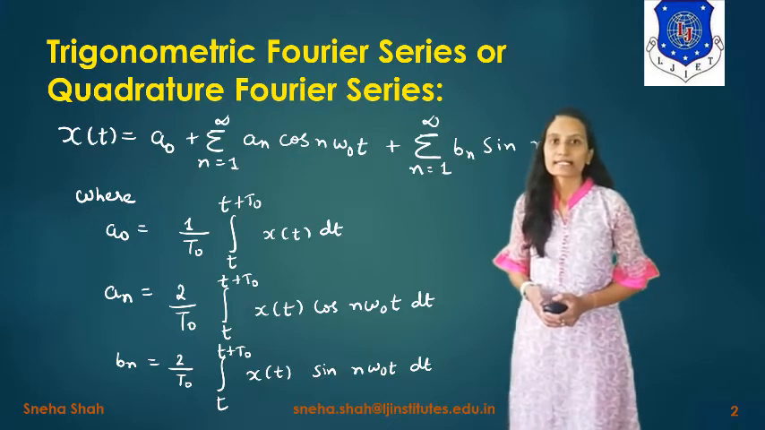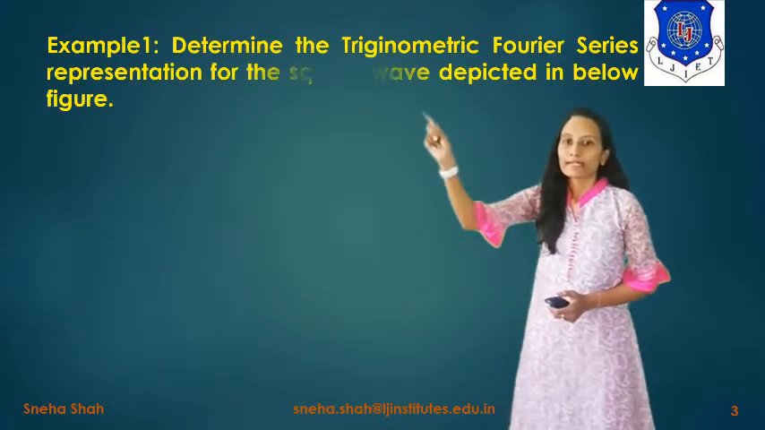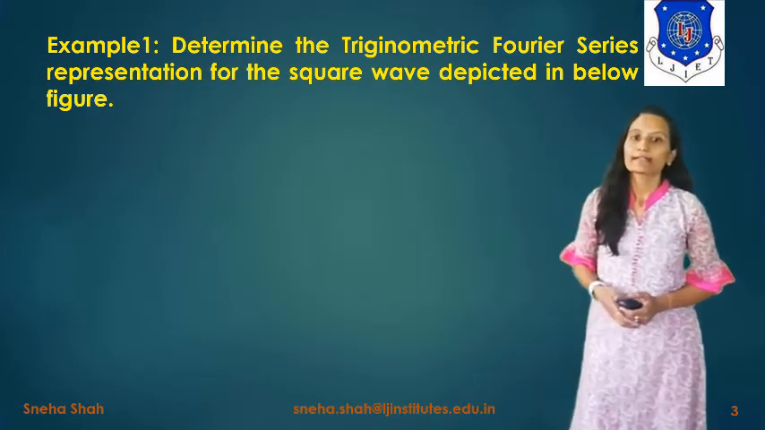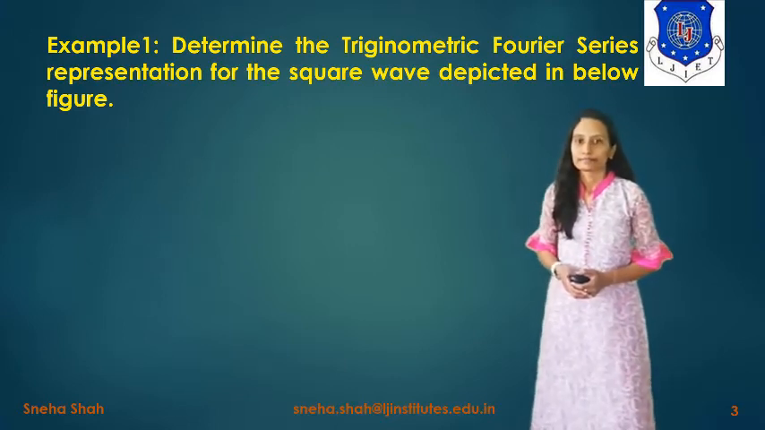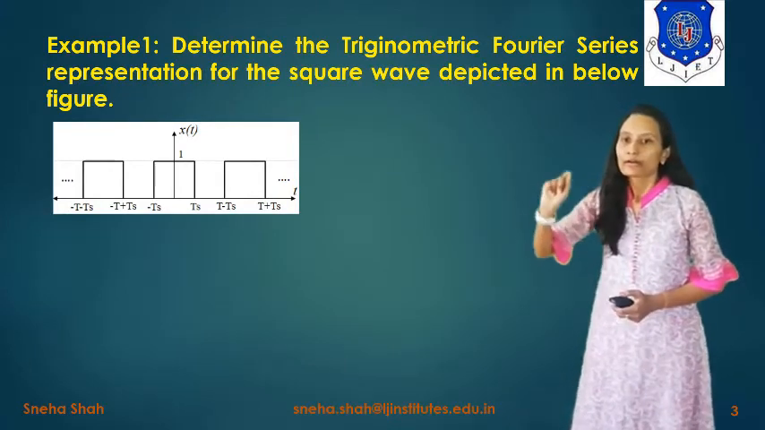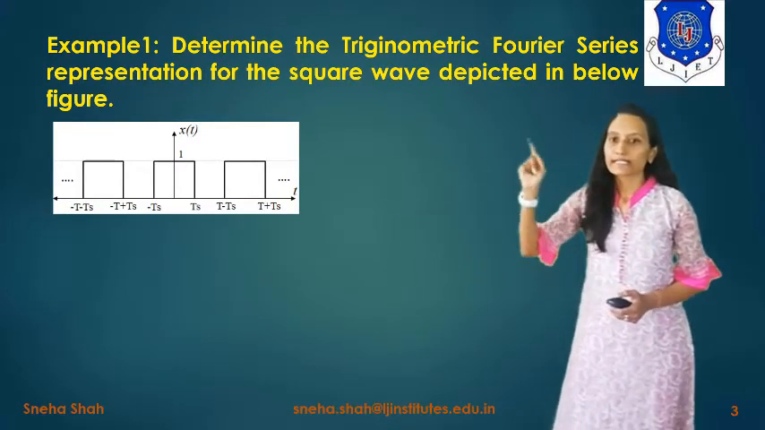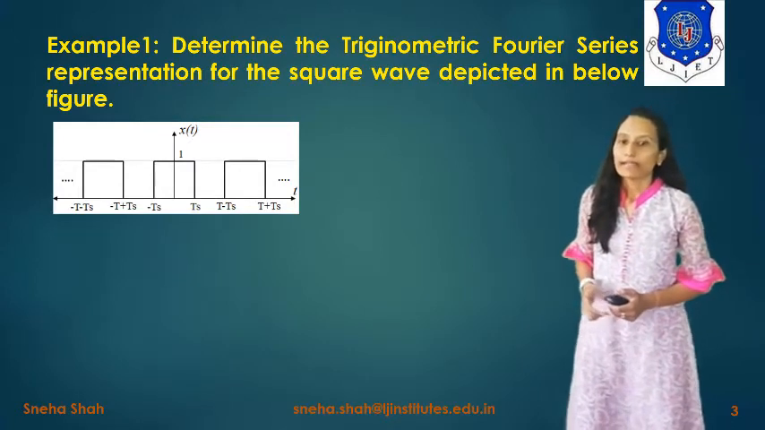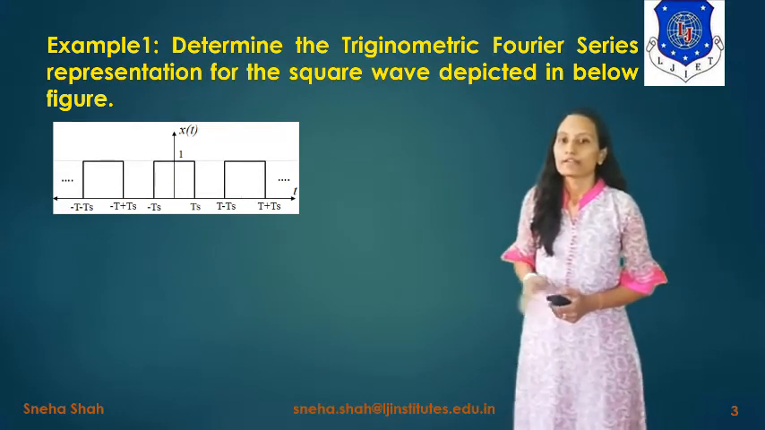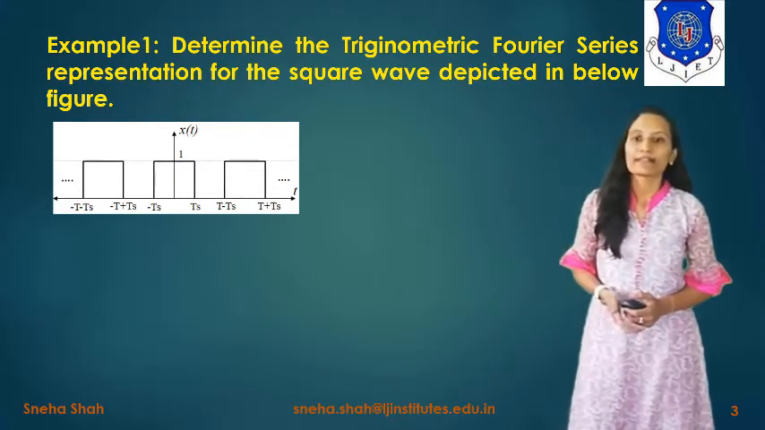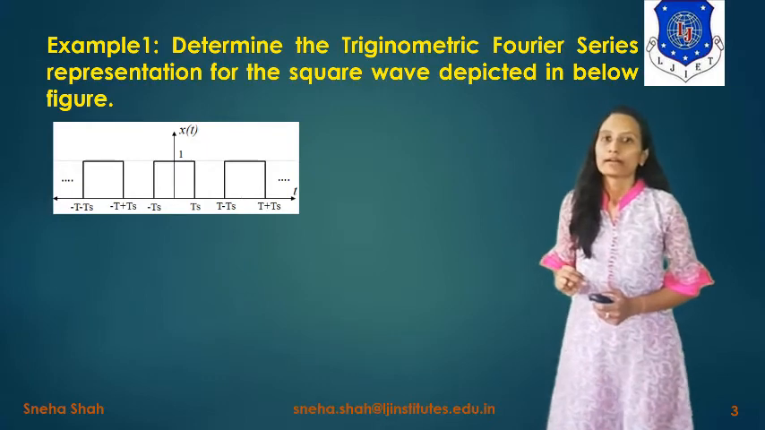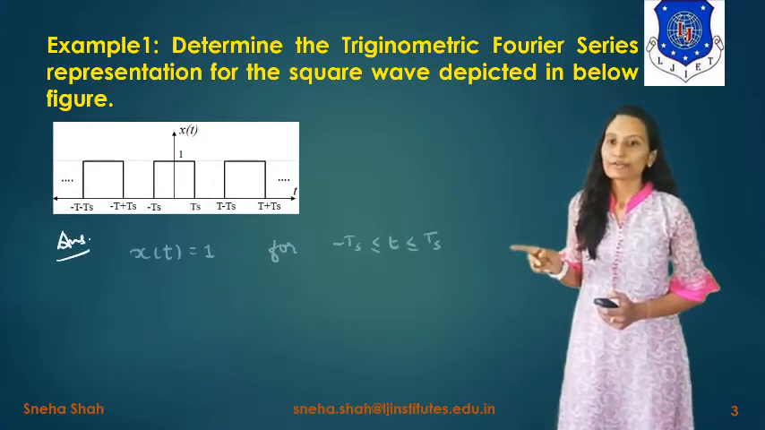So starting with the first example: determine the trigonometric Fourier series representation for the square wave depicted in the below figure. The figure is given like this. X of t is given: for the range of minus Ts to Ts, its value will be 1, and for the range of Ts to T minus Ts, its value will be 0. So from this graph, first of all, we will find the value of x of t as well as its fundamental duration t0.